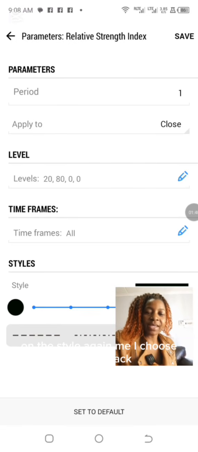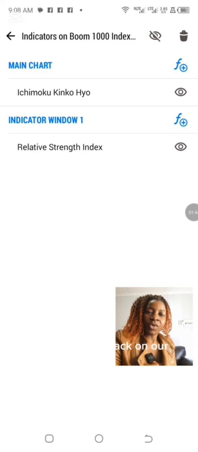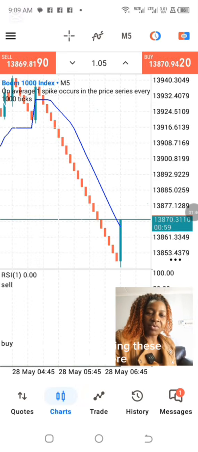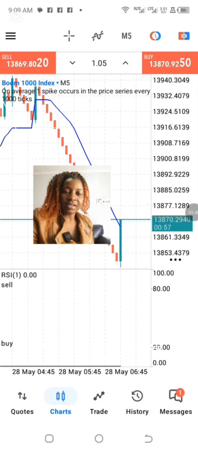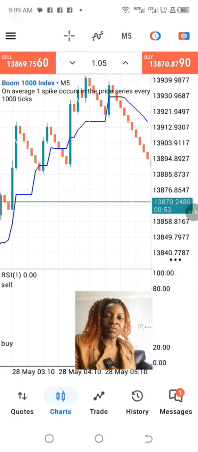Okay, on the style again, I choose color black. When we come back on our chart, we must be having these levels. Here, as you can see, we have level 20 and level 80.